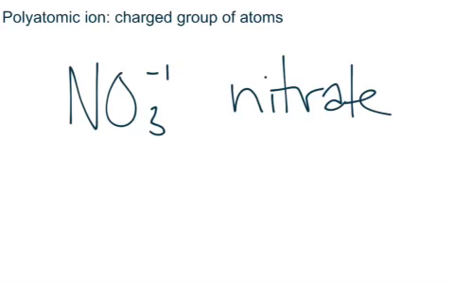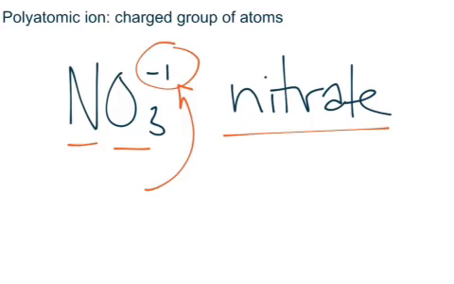So the first one is going to be 1 nitrogen bonded to 3 oxygens, and the overall oxidation number of this polyatomic ion is a -1. The name of this compound is nitrate. So in this case, nitrogen and oxygen lose their individual identities, and they sort of form this new compound called nitrate, which then acts like a nonmetal in a bond because of that negative charge.